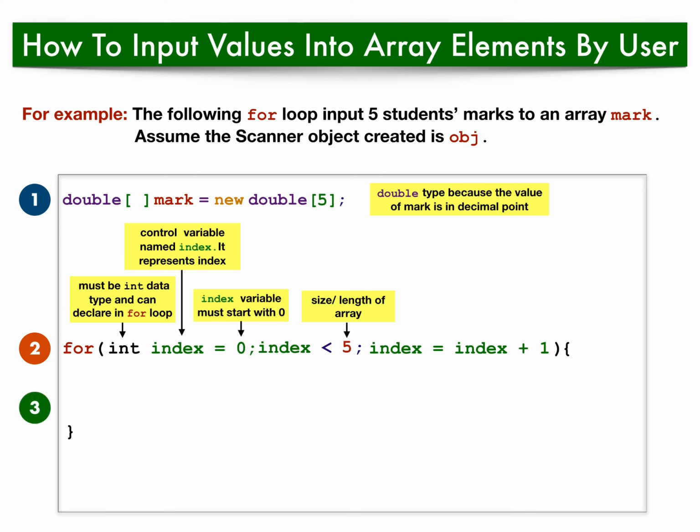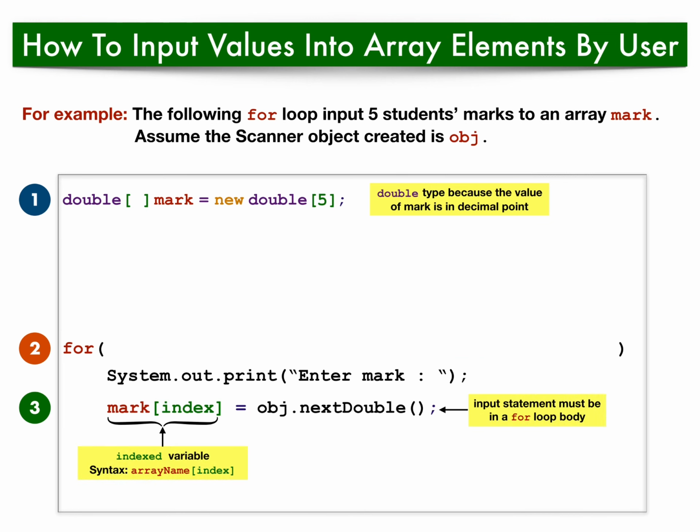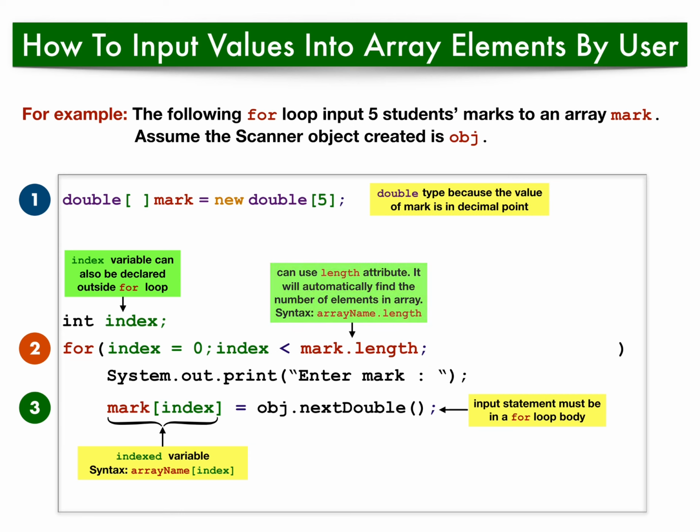Last step is to write an input statement with the index variable in the for loop body. You can also declare the index variable outside the for loop. Instead of writing the value that indicates the size of the array, you can use the length attribute. By using this, it will automatically find the number of elements in the array, and the syntax is arrayname.length.